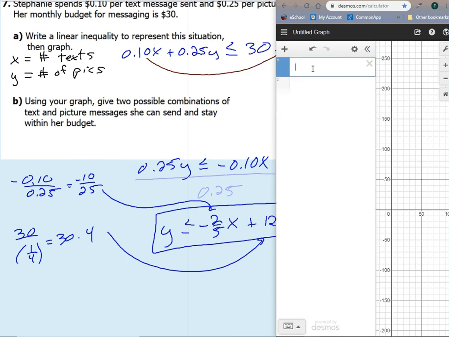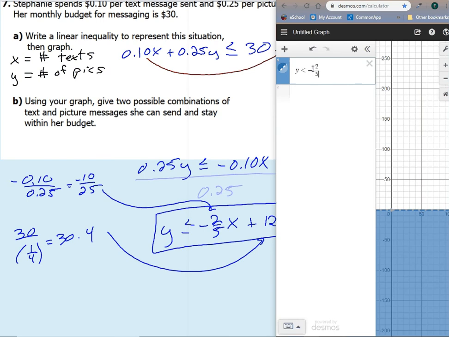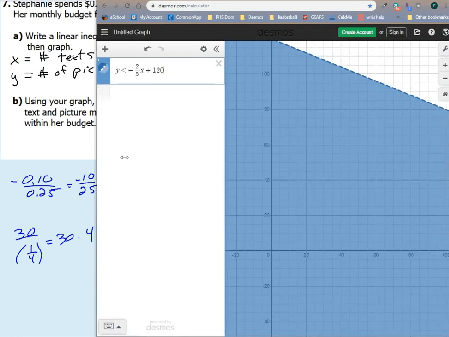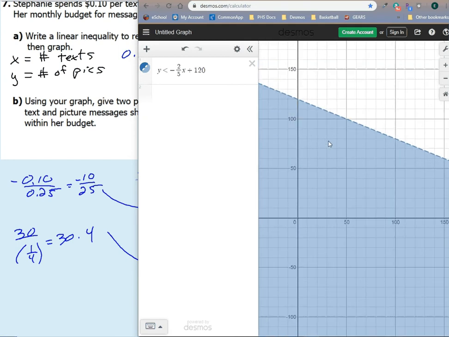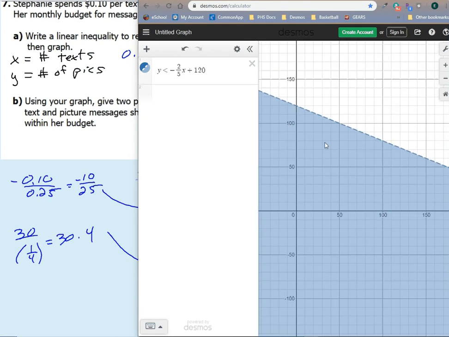Oh, 120, yeah. Okay, so if I just say y is less than negative 2/5 x plus 120, look what it does. It's pretty smart, right? It graphs the region with a dashed line. But it's not supposed to be less than, it's supposed to be less than or equal to. Any suggestions how I might change that to a less than or equal? Yeah, I just put the equals right after the less than, and look, it changes it to a solid line.